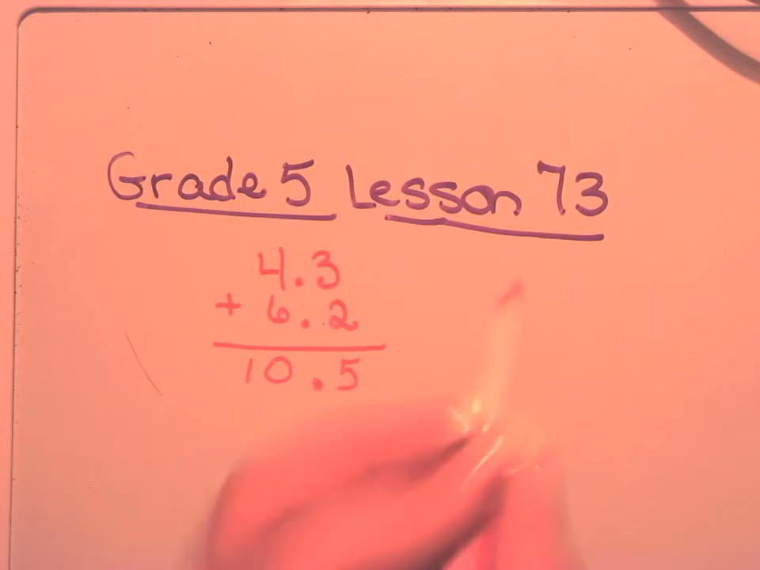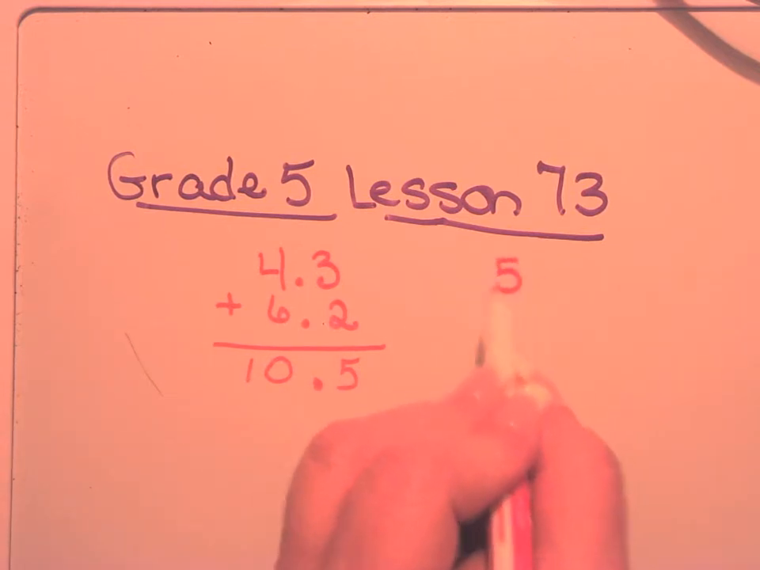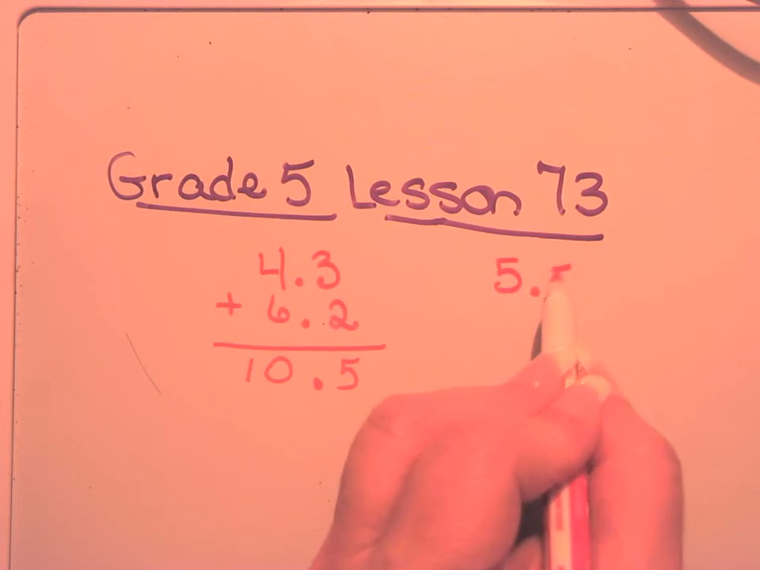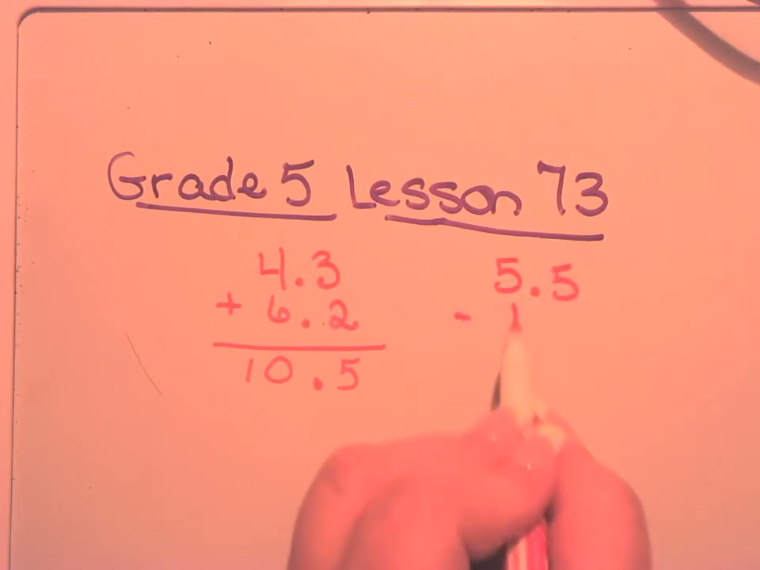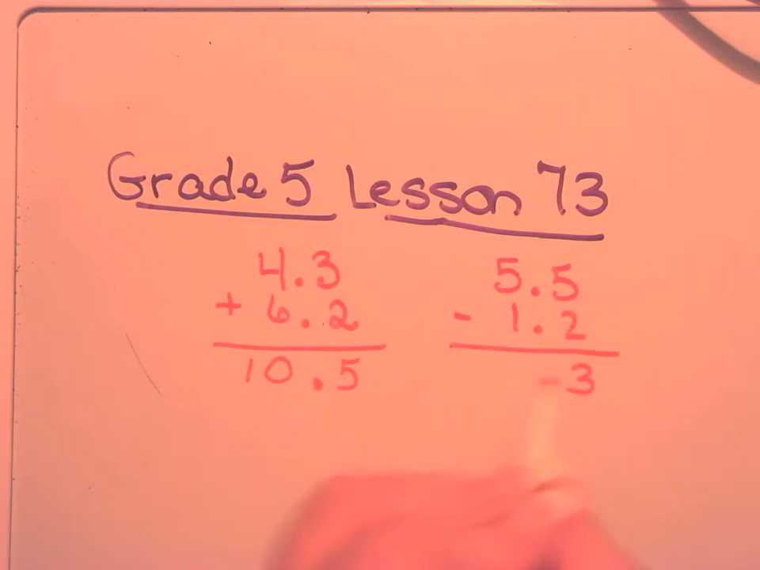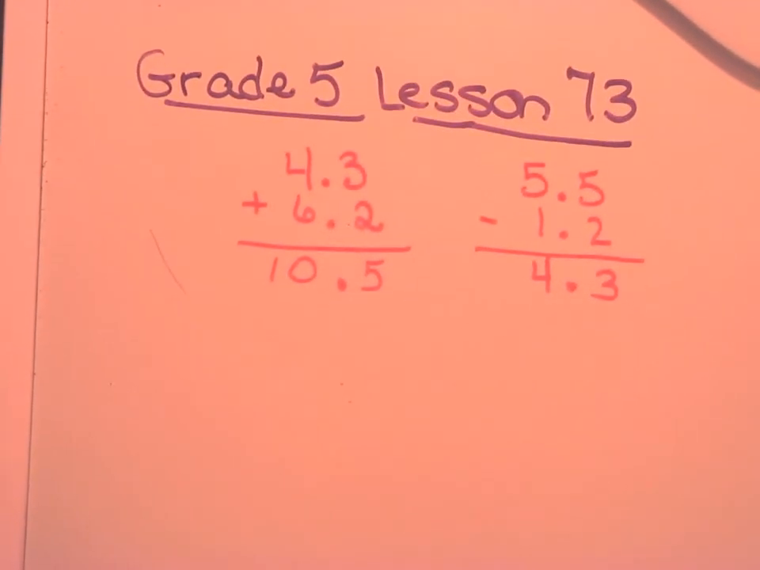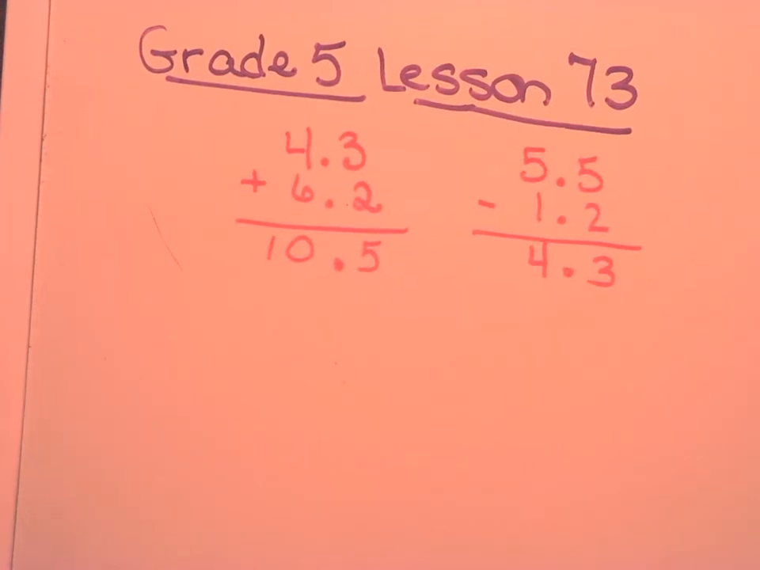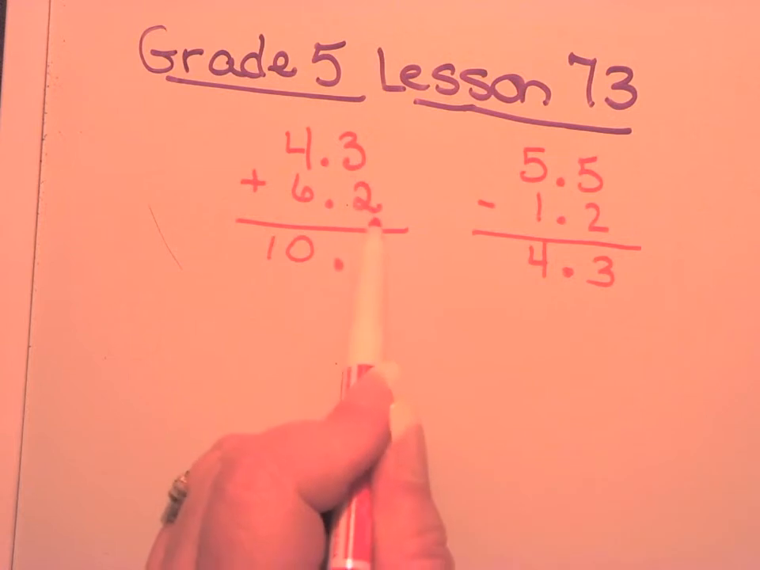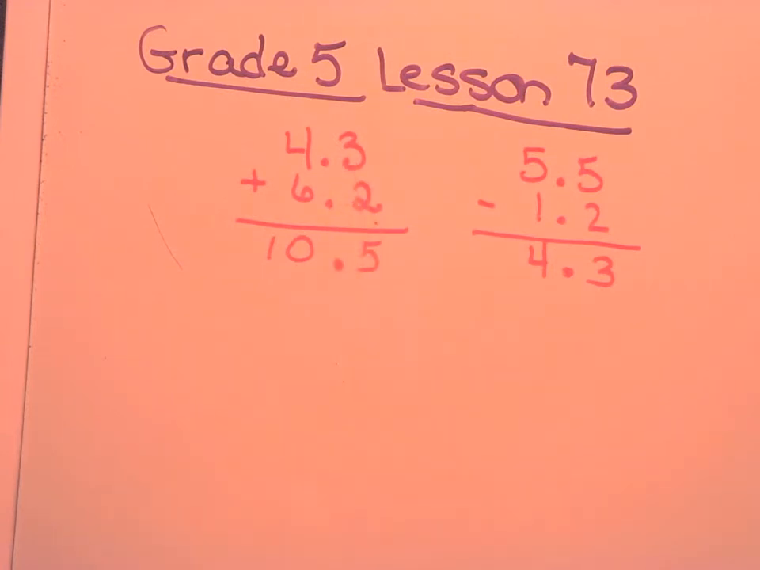When we subtract, we need to do the same thing. If we have 5 and 5/10 minus 1 and 2/10, we subtract them and we get 4 and 3/10. Okay, that was our basic thing that we've learned in the past. But what about when we have those situations where we don't have the same amount of numbers after the decimal point? What do we do then?